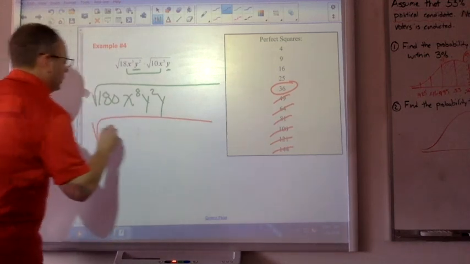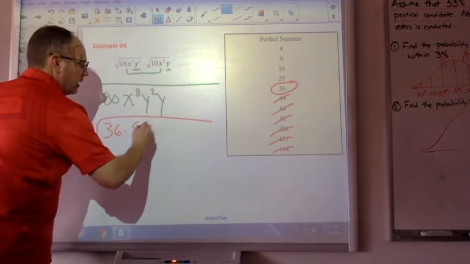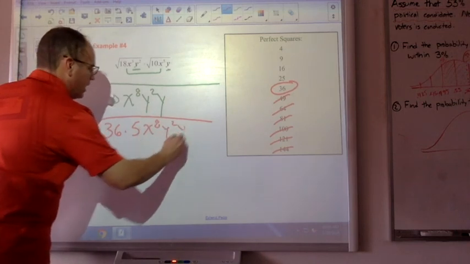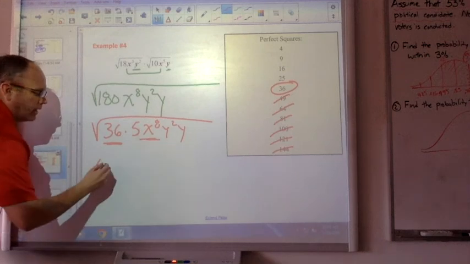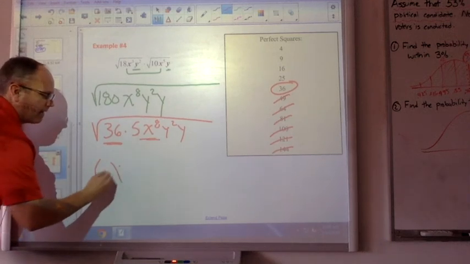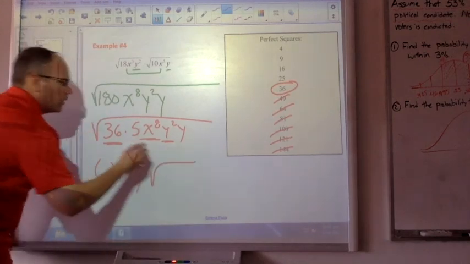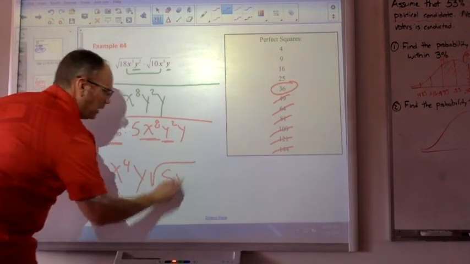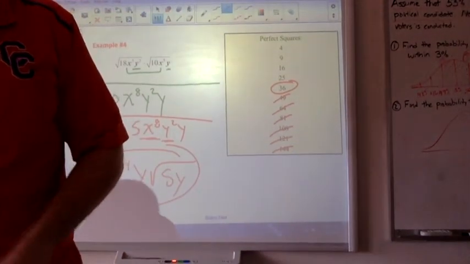Watch this. I'm going to do it quick. 36 times 5, you said. X to the 8th, y squared, y. What's the square root of 36? Square root of x to the 8th. Square root of y squared. And then 5y comes along. Okay. Ladies and gentlemen, my friends.